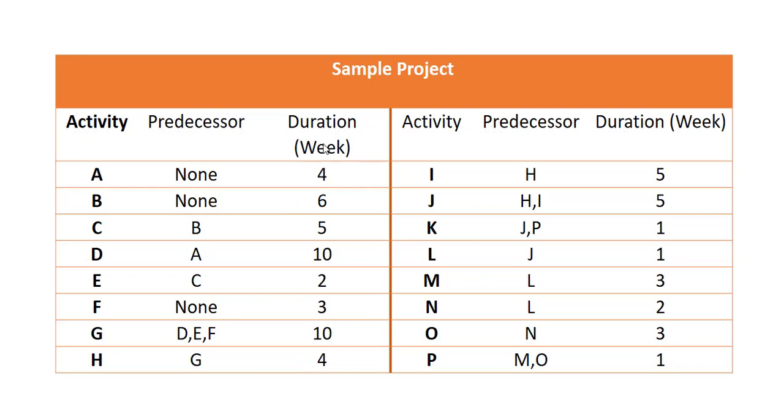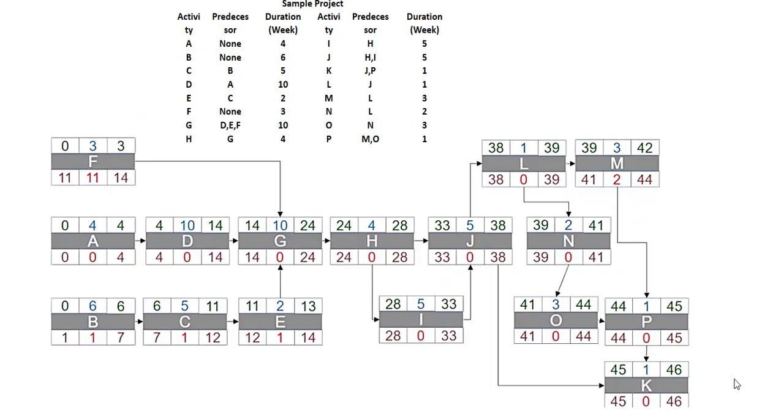So let us see how CPM or critical path method is applied on this project. Our first step for CPM is arranging those activities in sequence with respect to the given information in this table. As you can see, A, B and F are those activities which have no predecessor, so they are opening activities, or they can be started at 0th time.